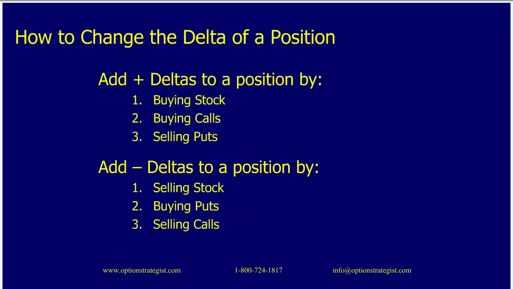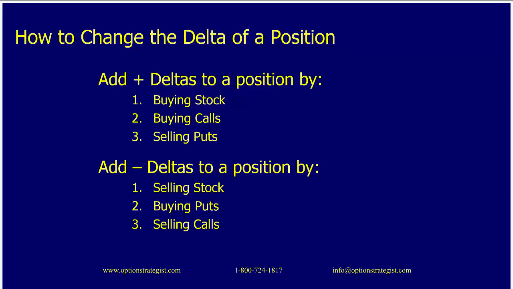All right, now how do we change the delta of a position? Let's say you have a particular position on. How do we make the delta of the position more positive? Well, there's really three ways. We could buy stock. We know that always has the 100 delta per 100 shares. We could buy calls, or we could sell puts. These are three ways to give a position more positive deltas.